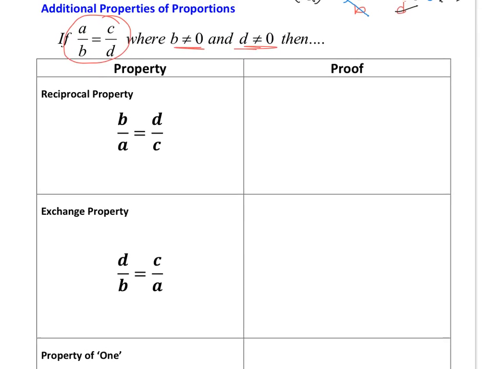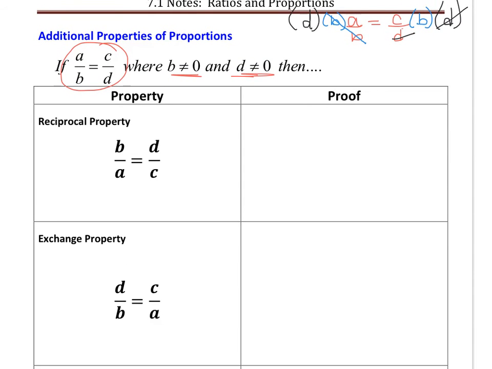And I want to go through a proof for each one of them. We're going to start out the proofs with our original proportion as we always have. So we're going to start out here with A is to B as C is to D. Of course, the denominators cannot be 0. Okay, so I want to prove that I can actually flip the numerator and denominator. Now put B over A, and that's going to equal the reciprocal over here, D over C.